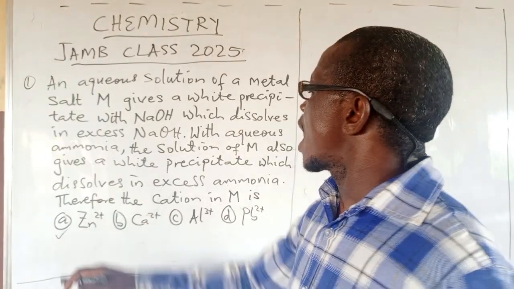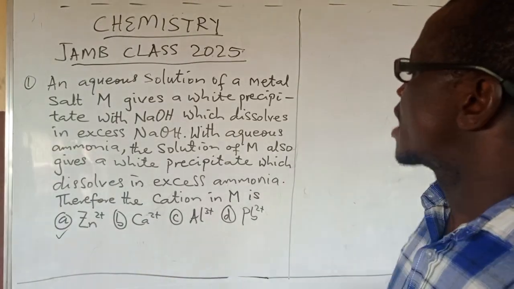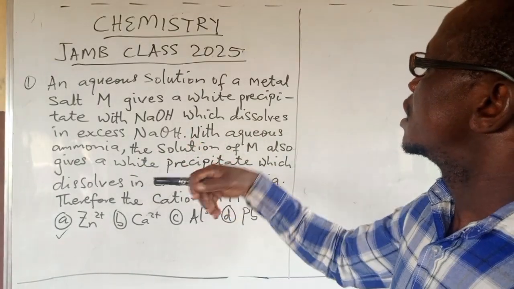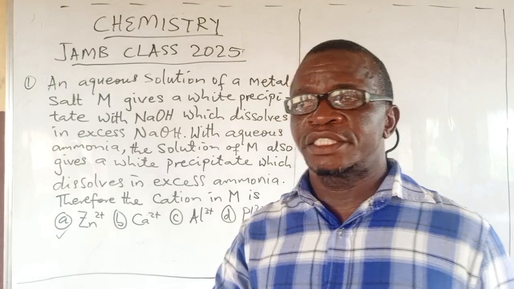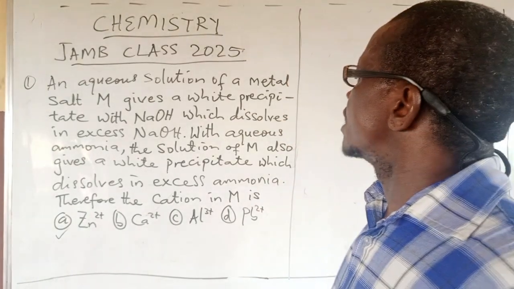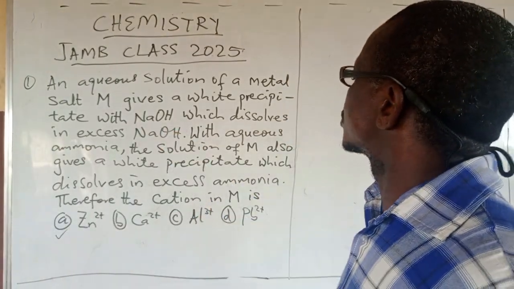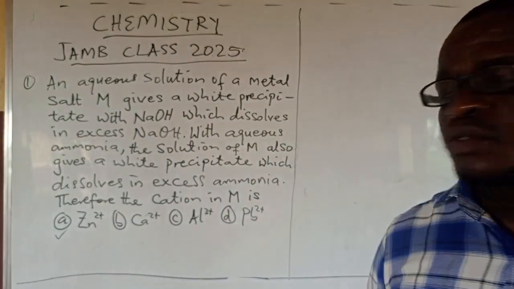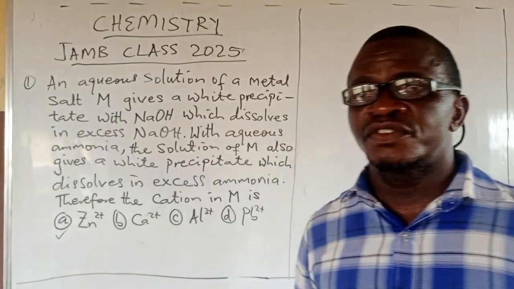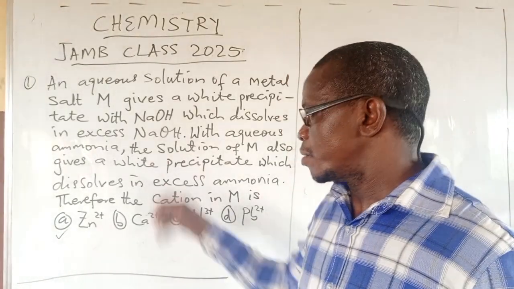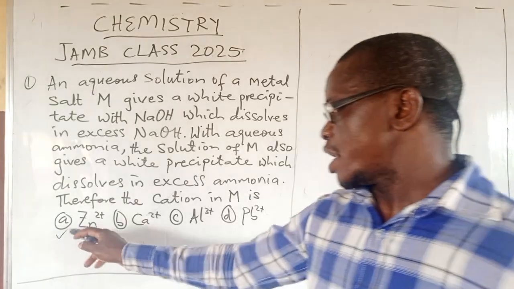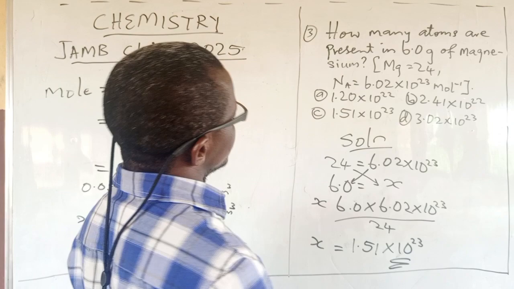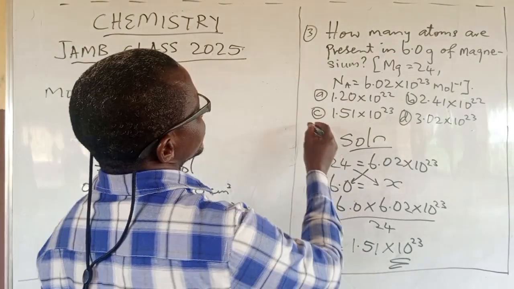It is zinc ion out of the four of them that will form a white precipitate in drops and dissolve in excess in both sodium hydroxide and aqueous ammonia. So it will form a white precipitate and dissolve in excess in both reagents. So A is correct. So the correct option is option 3.